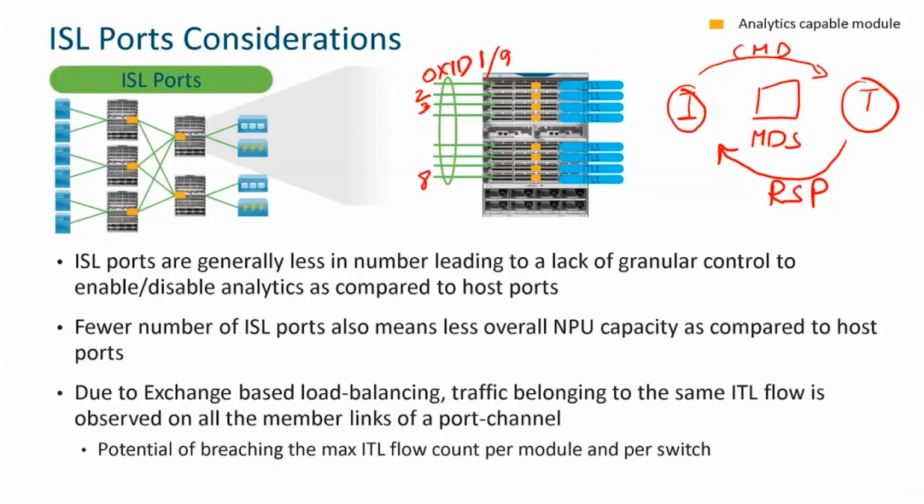Essentially, all my 8 NPUs will end up seeing the same ITL flow. And because we have a limit per module, that is 20,000, essentially we are counting the same ITL flow 8 times. That means my scale limit gets reduced by 8 times. Not very cool. And that's why we want to avoid enabling analytics on ISL ports in general, because of the scale considerations. Making sense? This is an important point. If you have any questions, this is the perfect time to ask.